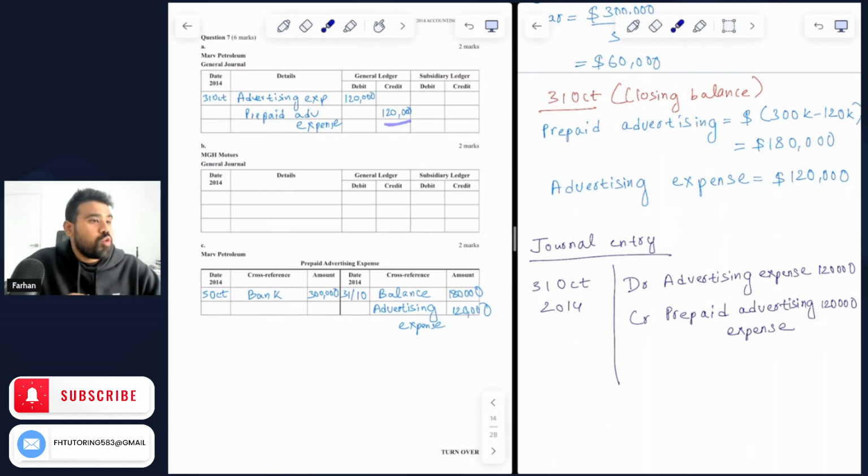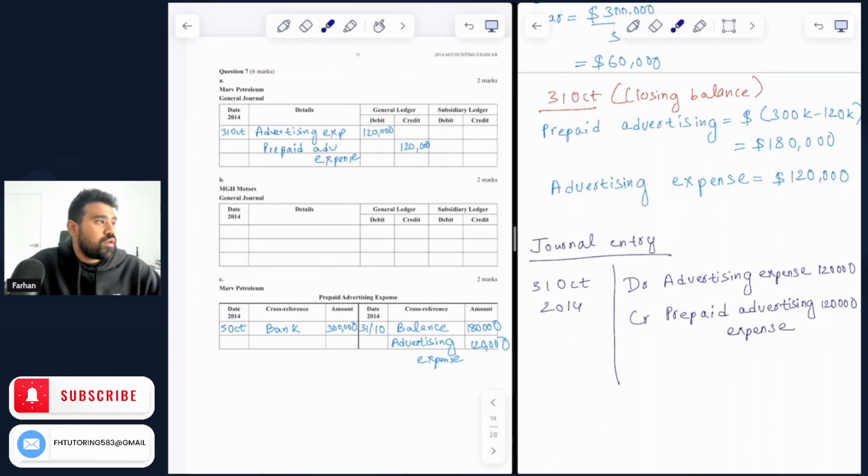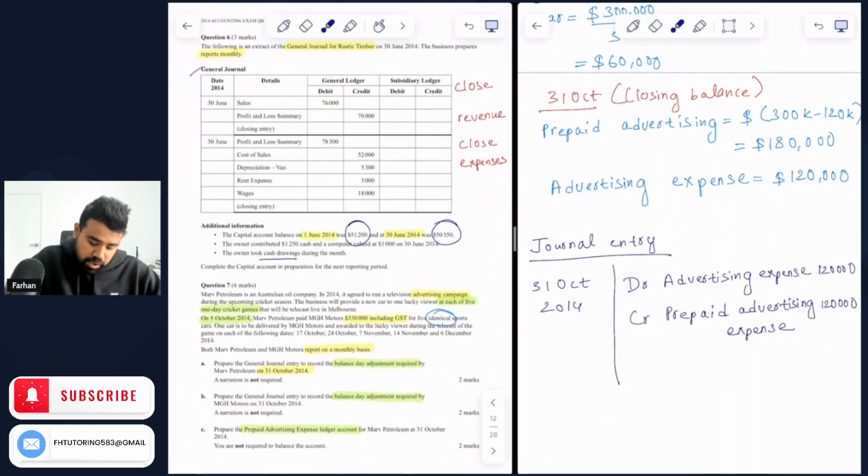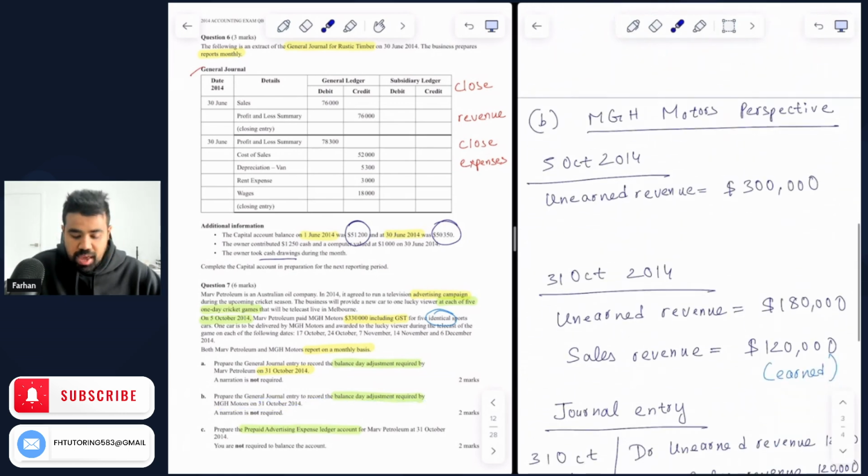Okay, so that's all for part A. So let's move to part B. So part B says, prepare the general journal entry to record the balance sheet adjustment required by MGH Motors on 31 October 2014. Right, so MGH Motors is the company who is supposed to deliver each of these 5 cars at each of these 5 cricket games.